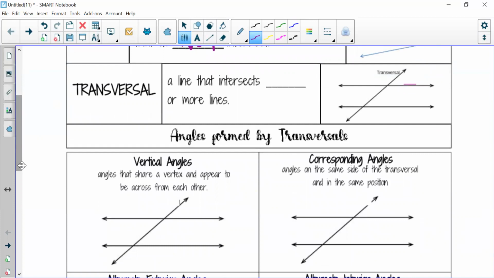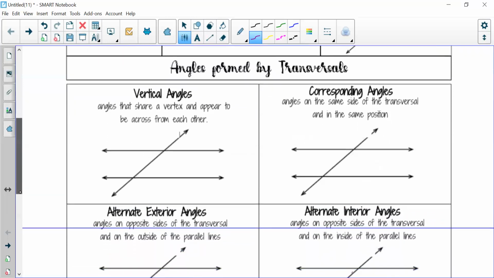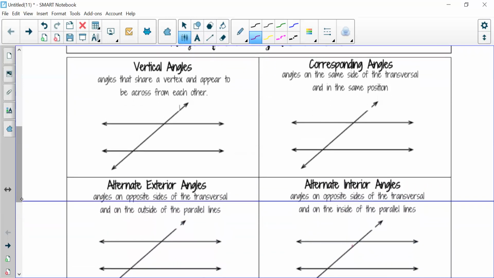Okay. A transversal is a line that intersects one or more lines. Okay. A transversal is a line that intersects one or more lines. Okay. Let's look at these angles formed by a transversal. Okay. Oh, I shared this already.